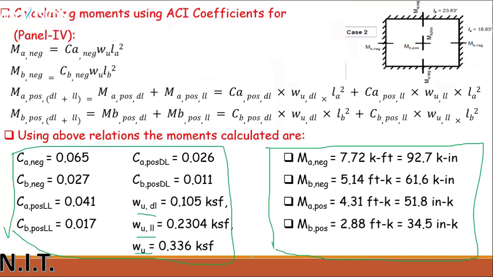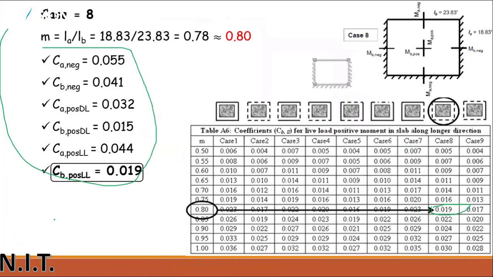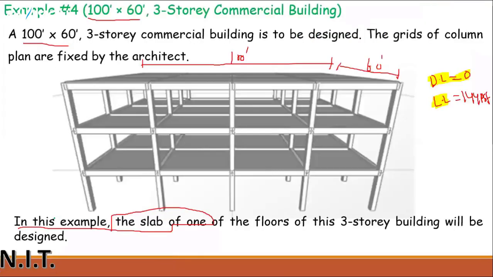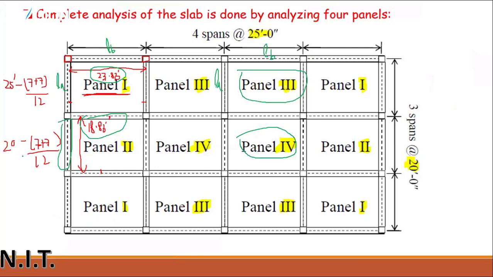Once you have these moments, now we can draw this. These are my panels. This is panel number 1, this is panel 2, this is panel 3, and this is panel 4. Similarly, all these panels are panel 1, 2, 3, 4, panel 1, 2, 3, 4, panel 1, 2, 3 and 4. Clear?